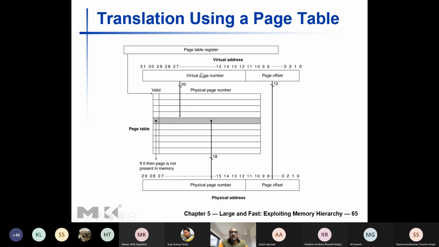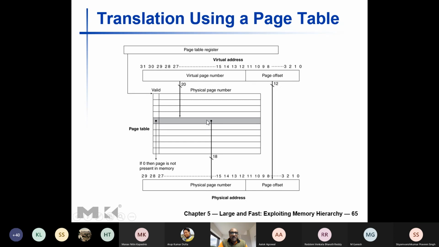Yesterday we have seen that, and this is the 32-bit address. This is the virtual page number, and this virtual page number acts as an index to this page table, assuming that the page table length equals 2 power 20 entries. Whatever the virtual page number value is, it directly gives you the index, that is, the particular entry in the page table, and that entry will have the valid bit checked. If the valid bit is 1, it means that this particular virtual page is available in the memory.